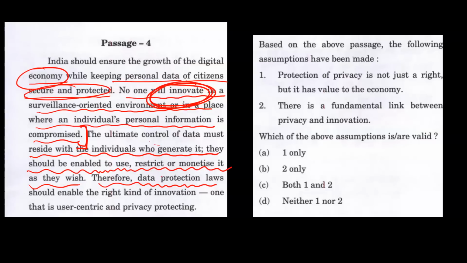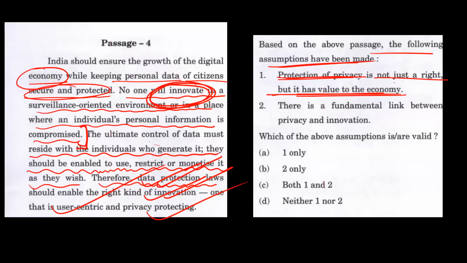Okay, so in the end, they are saying data protection law should enable the kind of innovation which protects security, privacy, and is user-centric. Based on the above passage, the following assumptions have been made. Protection of privacy is not just a right, but it is also of value to the economy. Yes, this is what the passage is saying. The passage is saying that privacy is not just about the rights of citizens. It is about the economy also.